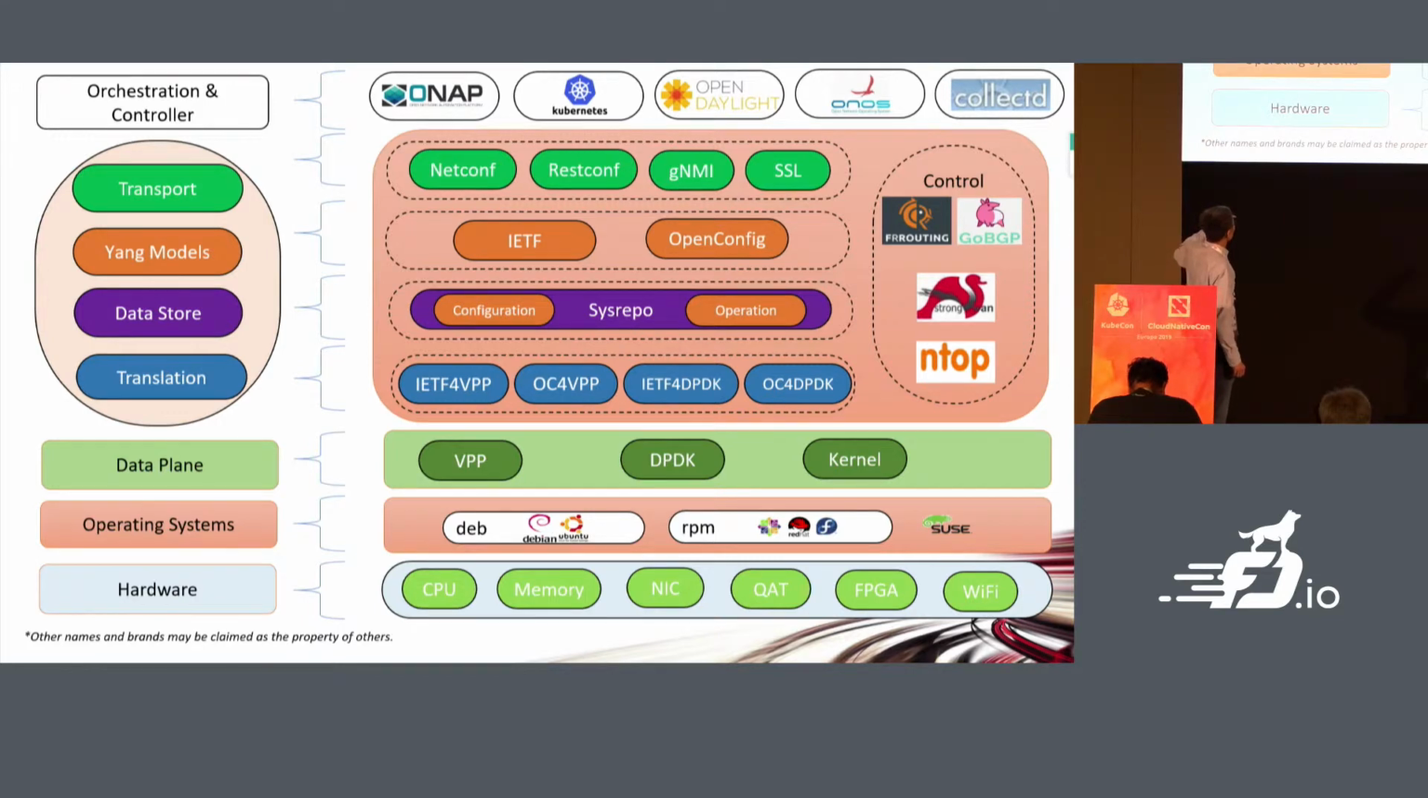On the operating system, currently we support the different packages as VPP does, such as the DEB packages and RPM packages. And for hardware, we also need to support CPU, memory, and NIC operation. We also support Intel Quick Assist technology, FPGA, and Wi-Fi.